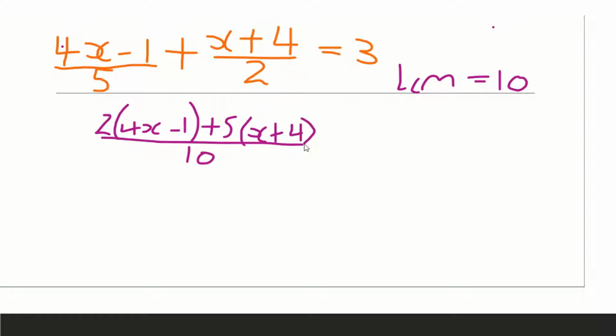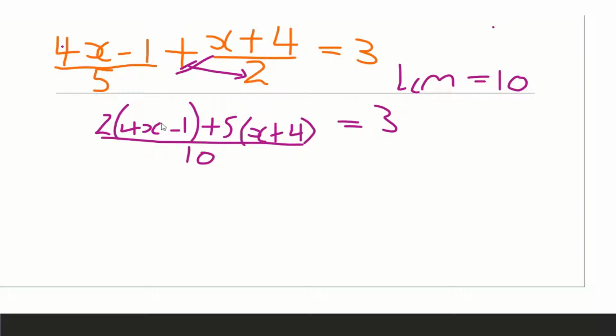And what I normally do after finding the LCM is just go ahead and cross multiply, because as you can see it is the same thing. The 2 is multiplying the 4x minus 1, and the 5 is multiplying the x plus 4, so it is the same thing, and of course that's equal to 3. So what we're going to do is distribute what is outside each bracket by what is inside each bracket, like we did in a previous video.